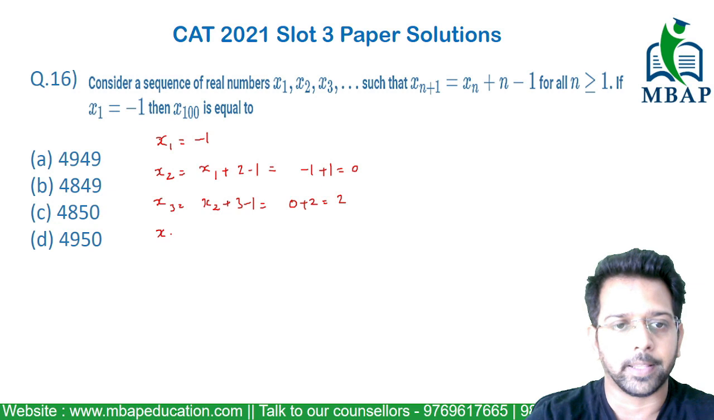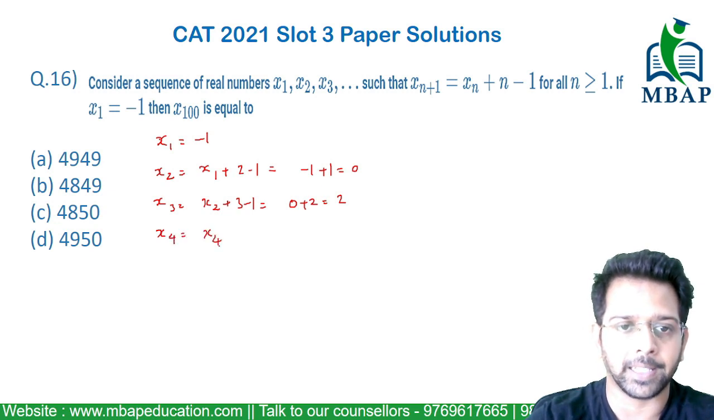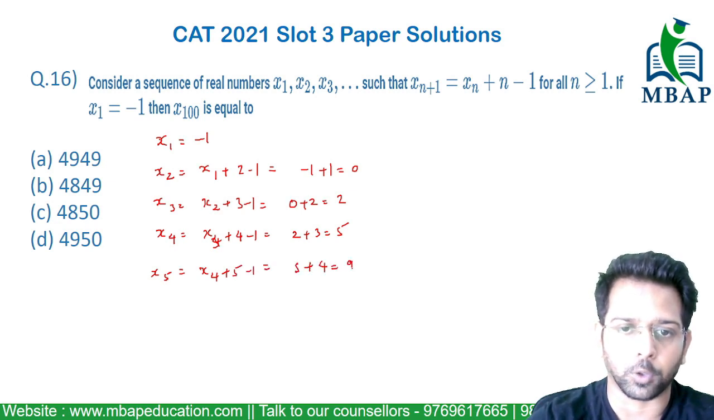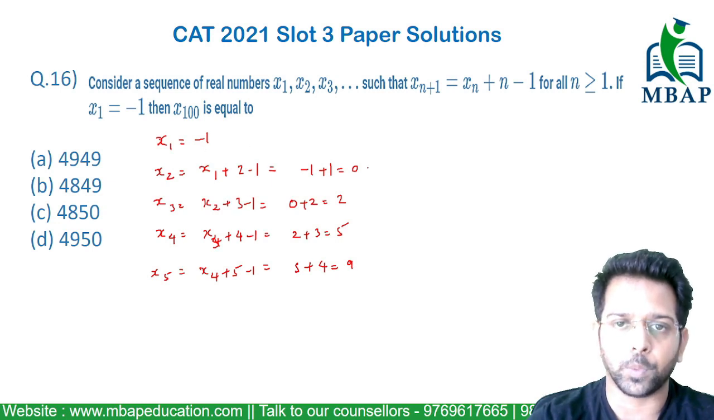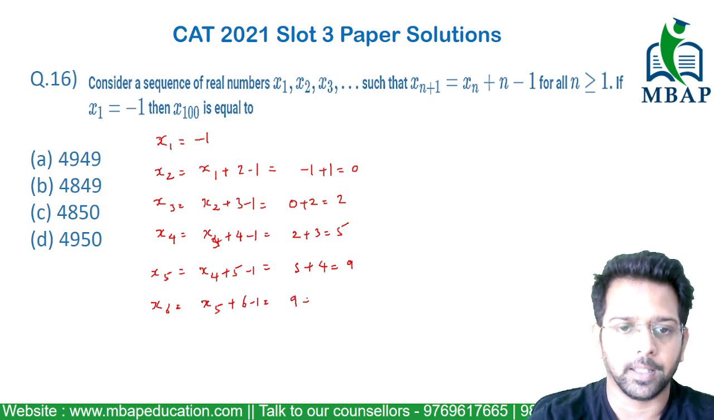Let's go ahead. The next term x4 will be x3 plus 4 minus 1. x3 is 2, 2 plus 3 will come out to be 5. Again, x5 will be x4 plus 5 minus 1, which is 5 plus 4, coming out to be 9. So minus 1, 0, 2, 5, 9. Let's check one more value, x6. x6 will be x5 plus 6 minus 1, which is 9 plus 5, coming out to be 14.